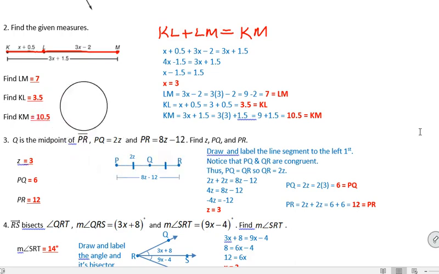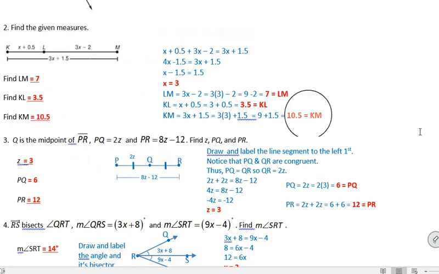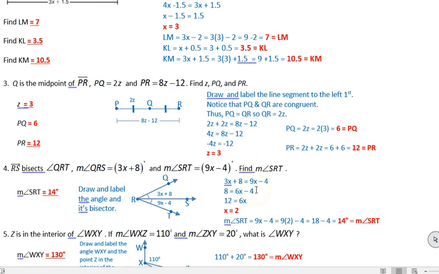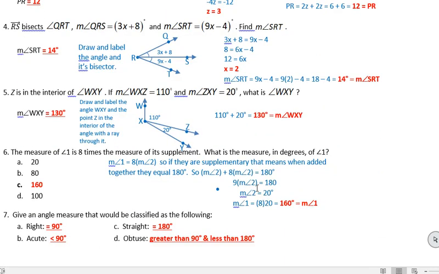For the next problem, number 4, we're going to draw this again. It says RS bisects QRT. I'm going to pull this up to the top. And so we're going to draw QRT first. We're going to draw this angle here first. Notice that we drew this first. Then we bisected it. That's a key word. We need to notice that when we're doing this problem, because that's what tells us that those arcs are there.